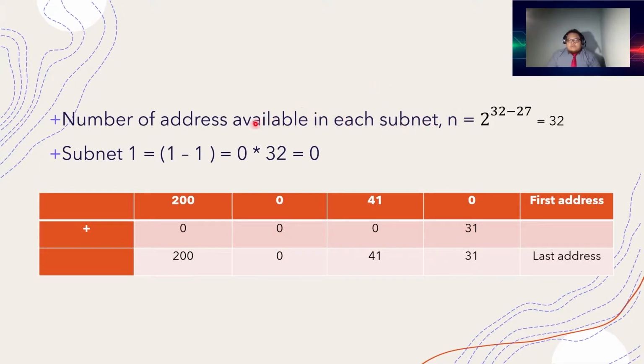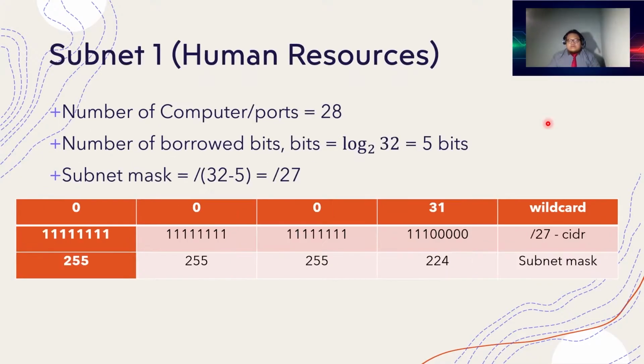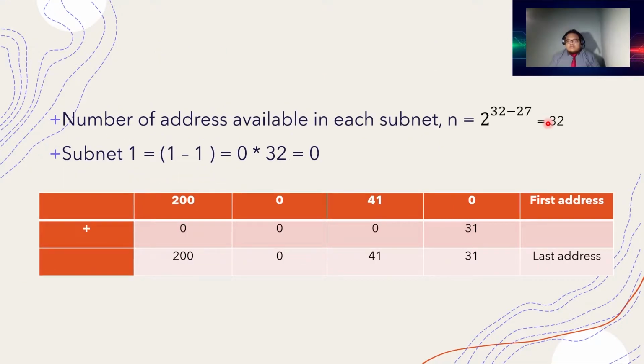Next, the number of addresses available in each subnet. Before we go into the addition with the wildcard, we need to know how many addresses are available in this subnet 1. Here we see that the number of addresses available is enough for the subnet because it requires only 28 computers, and we have 32 addresses minus 2, which is 30 addresses available within the IP host range.